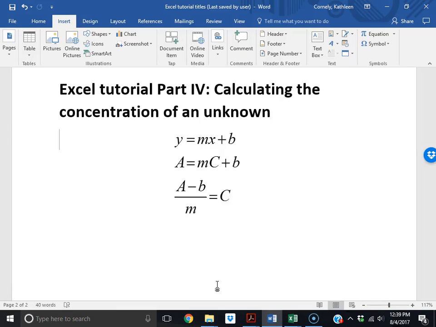In order to calculate the unknown concentration, now that I have its absorbance, I'm going to use my LINEST data. The equation of a straight line is y equals mx plus b. In our graph, our y values are absorbance values, and the x values are concentration values, which I've abbreviated as C. So I've rewritten the equation of my line. Now I know the absorbance, and I know the slope and the y-intercept of my standard curve, so I just rearrange this equation to solve for C. In order to solve for C, the concentration, I take the absorbance, subtract from that the y-intercept, and divide by the slope.